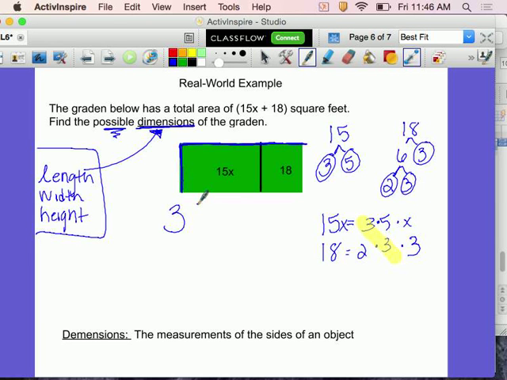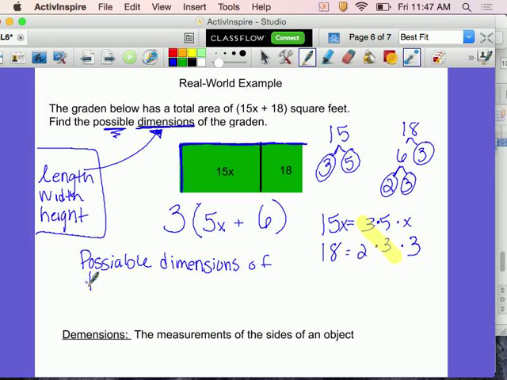3 is going to be on the outside, and on the inside, what do I have left over? Well, 15x divided by 3 is 5x, plus 18 divided by 3 is 6. So that's what I have left over, and you can see there's your length and your width right there. So the possible dimensions of the garden are 3 by 5x plus 6.